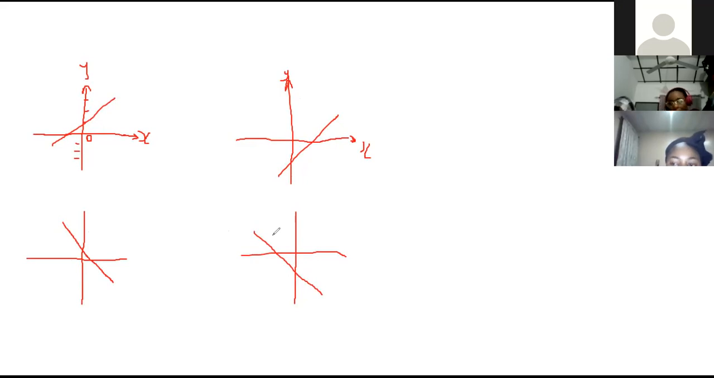So the slope shows you the shape of the graph. Is it like this or like this? While the intercept shows the location in geometric space. Is it clear now? Is it clear?